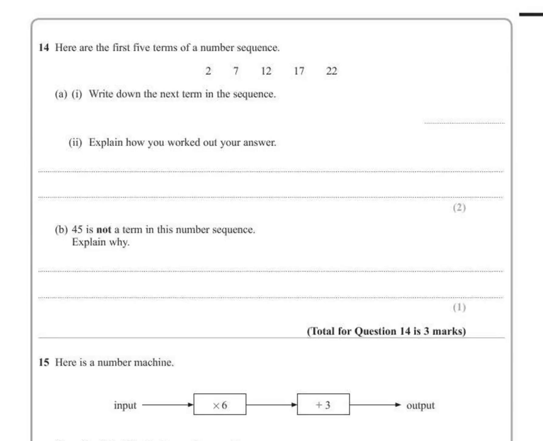Question 14. Here are the first 5 terms of a number sequence: 2, 7, 12, 17, 22. Part A1. Write down the next term in the sequence.